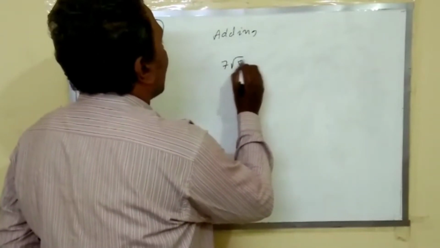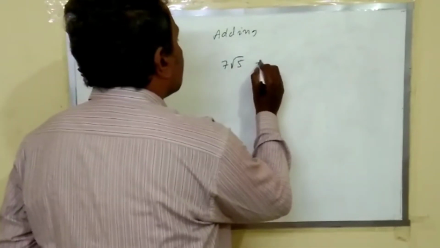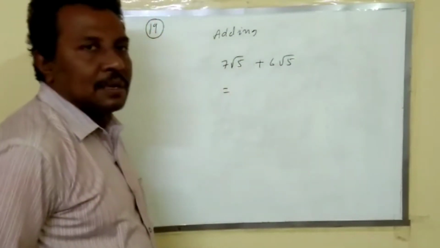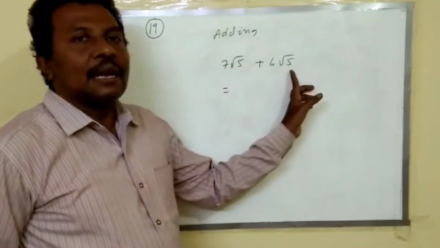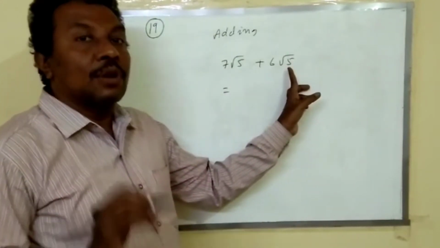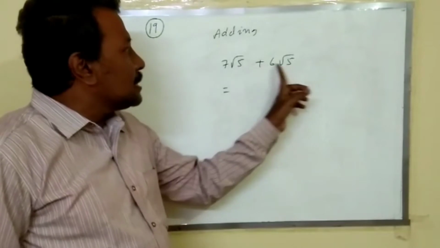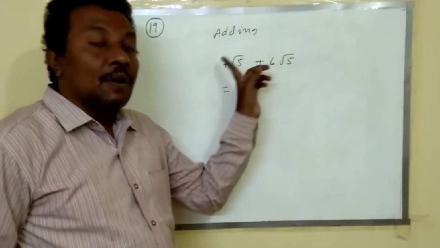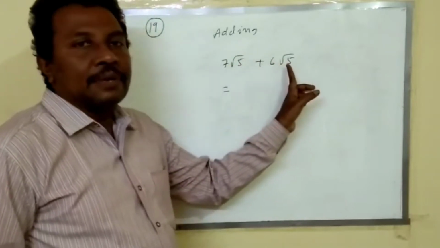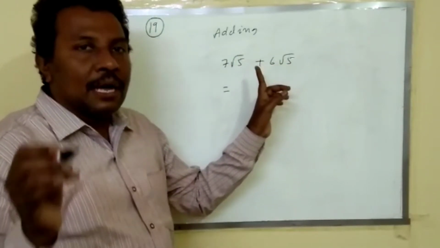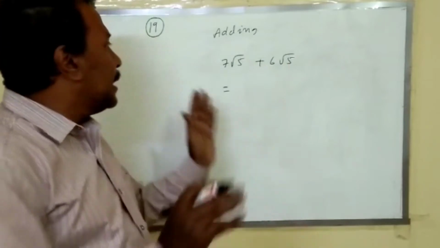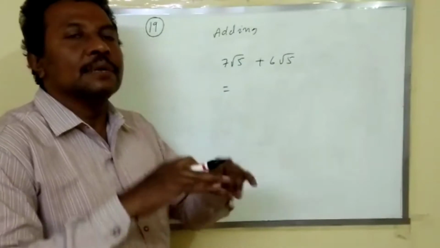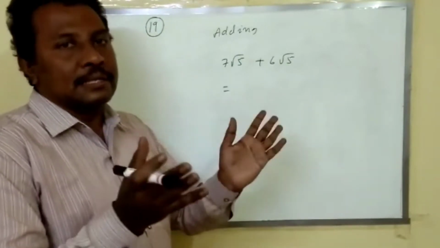7 square root of 5 plus 6 square root of 5. Both are like sets. What do you mean by like sets? Possessing the same radicands and possessing the same order. Order should be equal and the radicand should be equal. Then only they can be called like sets. So here, addition of like sets. Actually we can add only like sets. We cannot add two unlike sets.